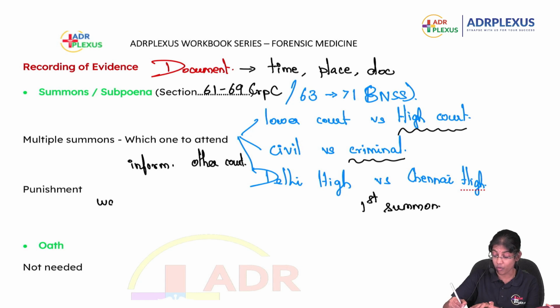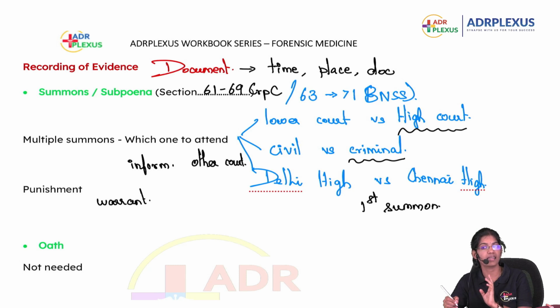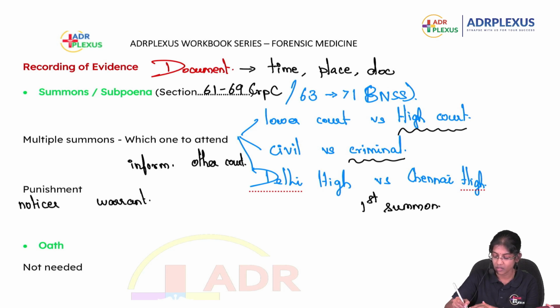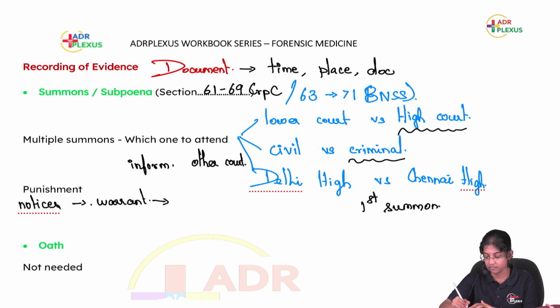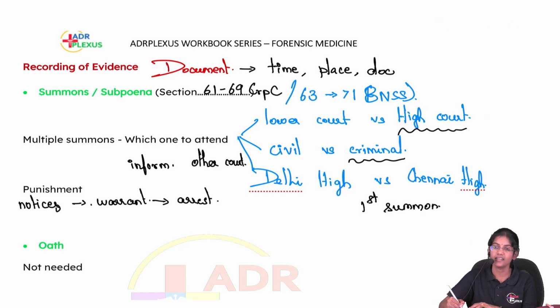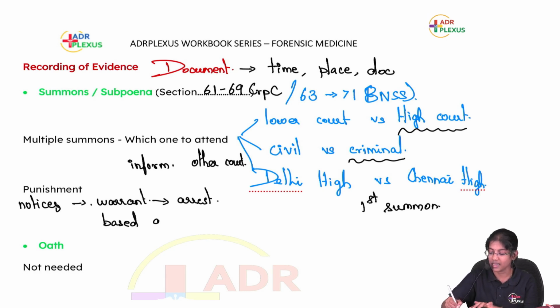Now, what is the punishment? The court can first issue a warrant. Remember, they can directly issue a fine and other things also, but they can issue a warrant. But even before the warrant, they can give you a notice, a warning, and then of course make an arrest based on this. The fine is again based on the type of offense. It's not as easy as 500 rupees, 1000 rupees. The fine is again based on the type of case also.